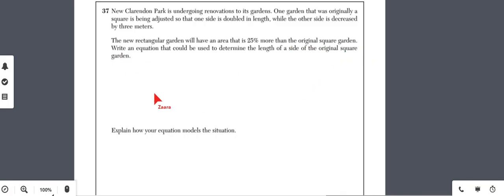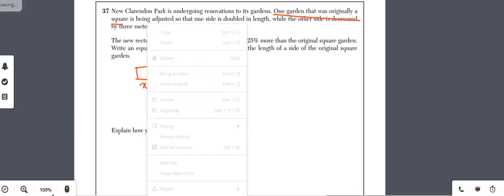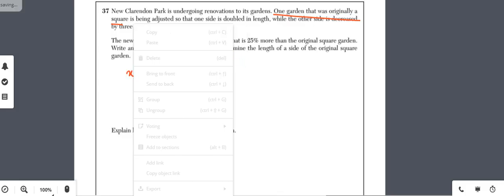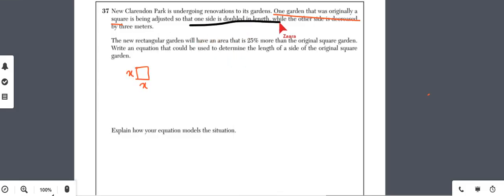So what are they saying? Just try to understand what they are saying. One garden was originally a square. So let's make a square. Its length would be x, so both dimensions would be x times x.